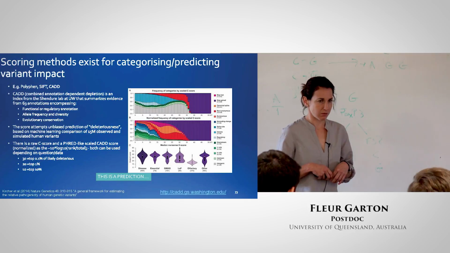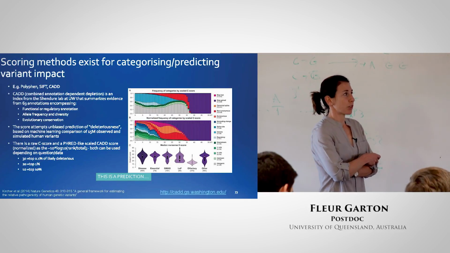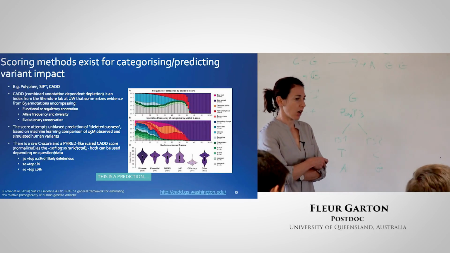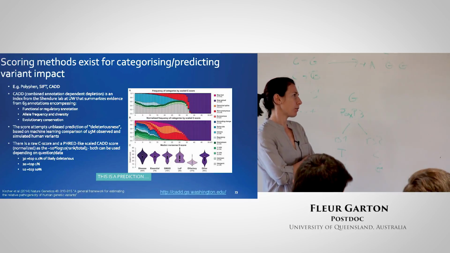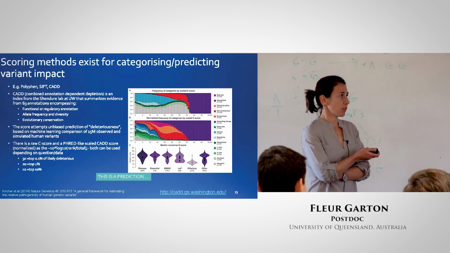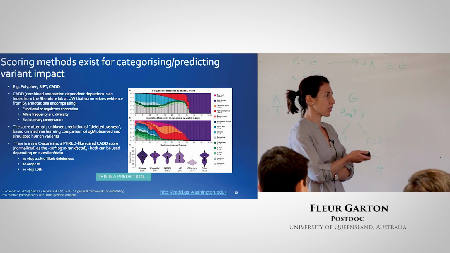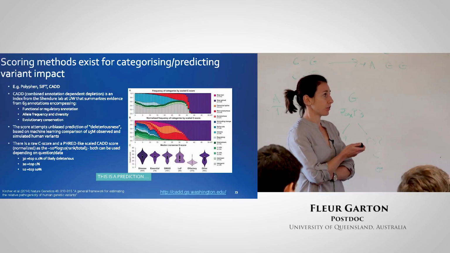Okay, so there are scoring methods that actually exist for categorizing and predicting variant impacts. Some of these methods include PolyPhen, SIFT, CADD. There's also a few others now. I'll just provide you with an example of CADD.